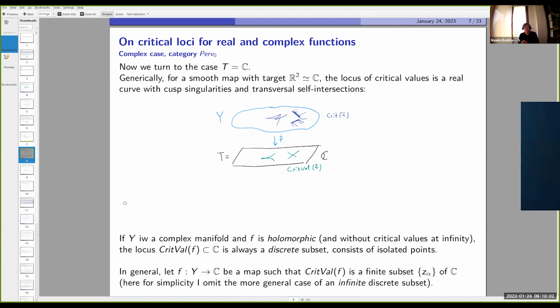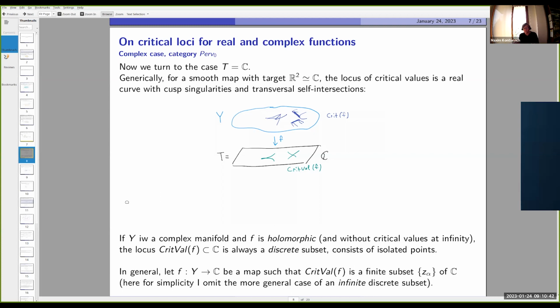So it's a much more complicated picture you have on the target, not just a discrete set of points, but this complicated figure of singular curves. But if my manifold is a complex manifold, and the map is holomorphic and without critical values at infinity, then the locus of critical values is always a discrete subset and consists just of isolated points. It could again be finite or infinite. But like in the algebraic situation, you always have a finite set. So it's something which you have for free in the holomorphic situation.